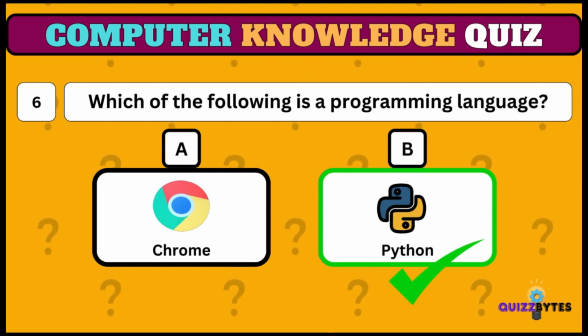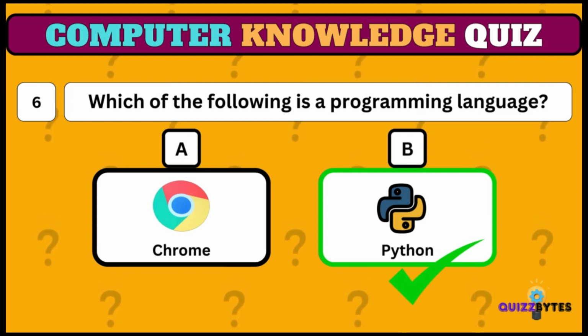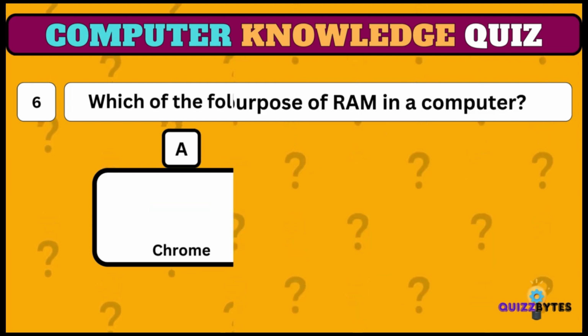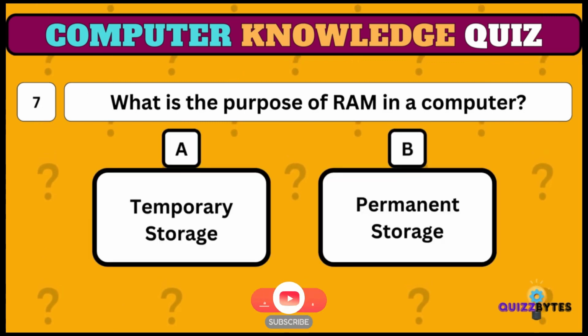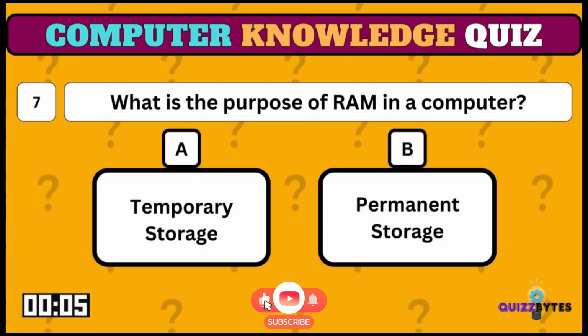Correct. Python is a programming language used for various applications including web development and data analysis. Moving on to question 7. What is the purpose of RAM in a computer? A. Temporary storage, or B. Permanent storage?